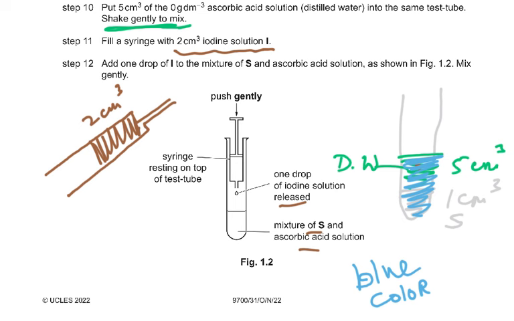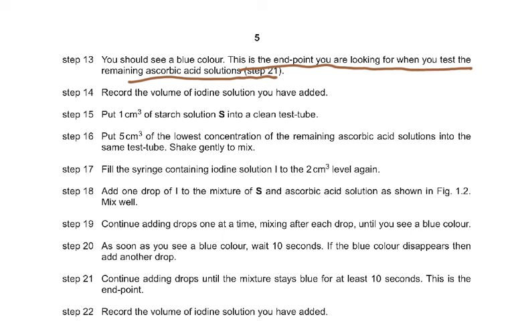As soon as you added 1 drop of iodine, no ascorbic acid, it had no ascorbic acid, remember that. It has 1 drop. Mixture of S and ascorbic acid was 0. Add 1 to the S and ascorbic, but it says put 5 centimeter of the 0 gram dm cube ascorbic acid solution, which is distilled water. Now record the volume of the iodine solution you added, whether it is 1 drop or 2 drops, but you have to record it in cm cube, which is the volume.